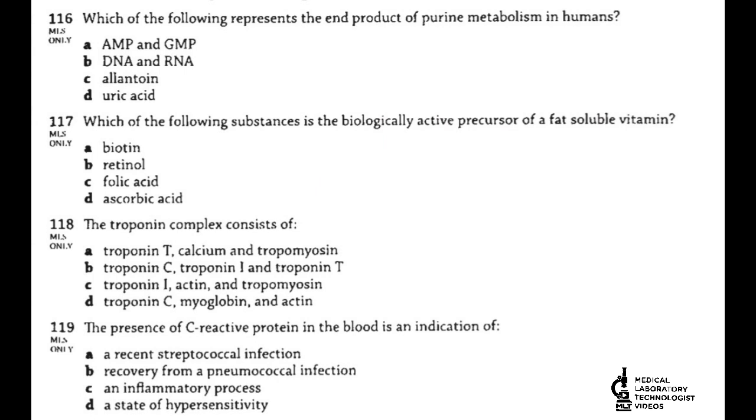Next question is question number 119. The presence of C-reactive protein in the blood is an indication of: option A, a recent streptococcal infection; option B, recovery from pneumococcal infection; option C, an inflammatory process; option D, a state of hypersensitivity. And the answer is option C, an acute phase protein increased in inflammation.